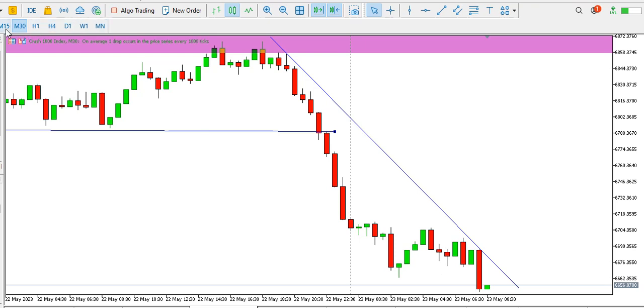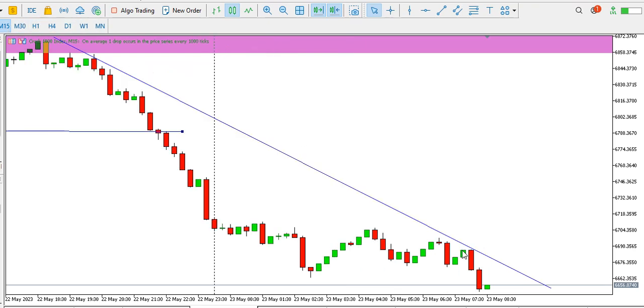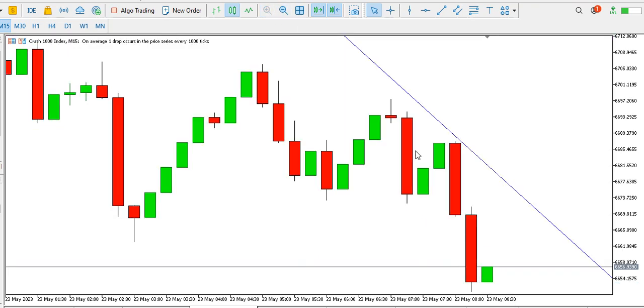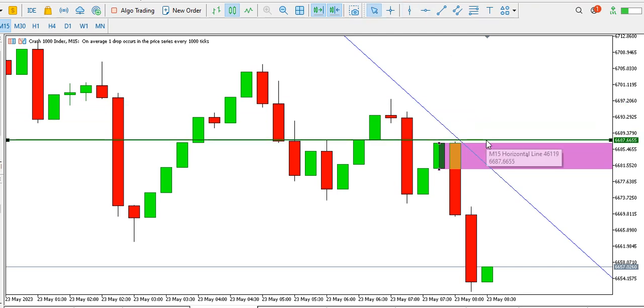All right, on the 15-minute time frame, what do we have? We see price continue to spike downwards. If you are going to buy Crash 1000 index, that means you will be trading against the spike. You might take this as a TP, or this might be where you place your stop loss in case you are selling. But if you are buying, you might want to TP around here as the first order block on this 15 minutes time frame.